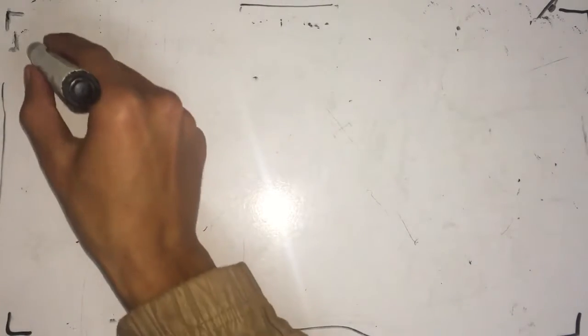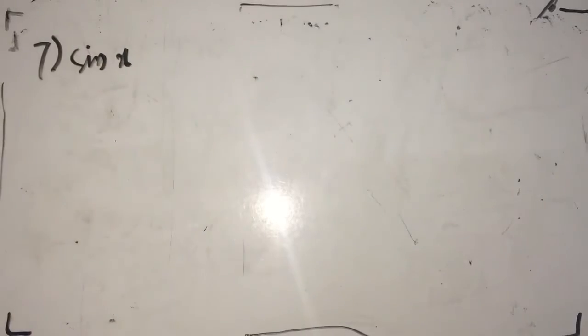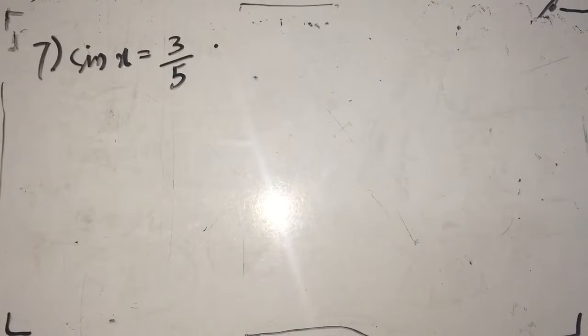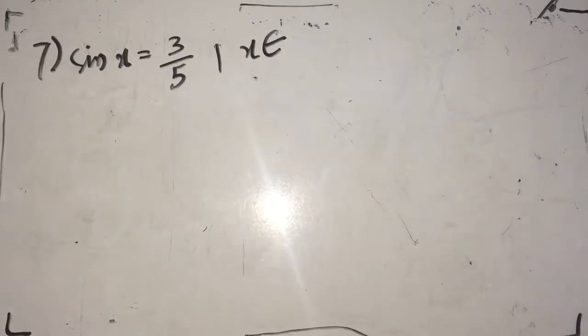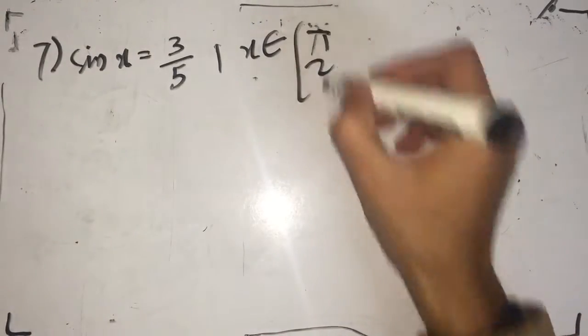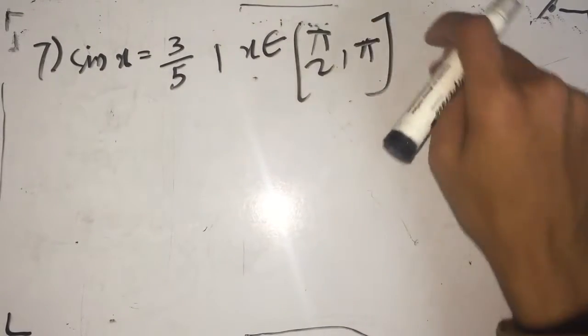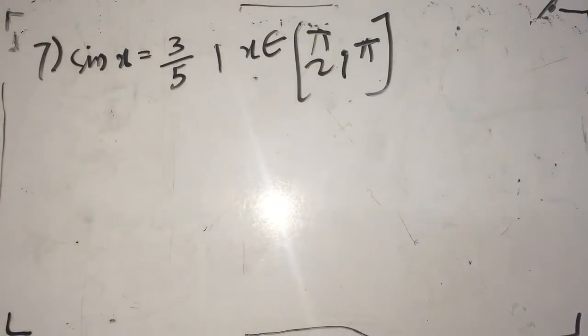Okay, so let's jump down to question number 7. That is question number 7 of exercise 1.6. That is, if sine of x equals 3 by 5 and x belongs to pi by 2 and pi. Remember, when we use square brackets, that means that these two values are included in the domain. So we have pi by 2.